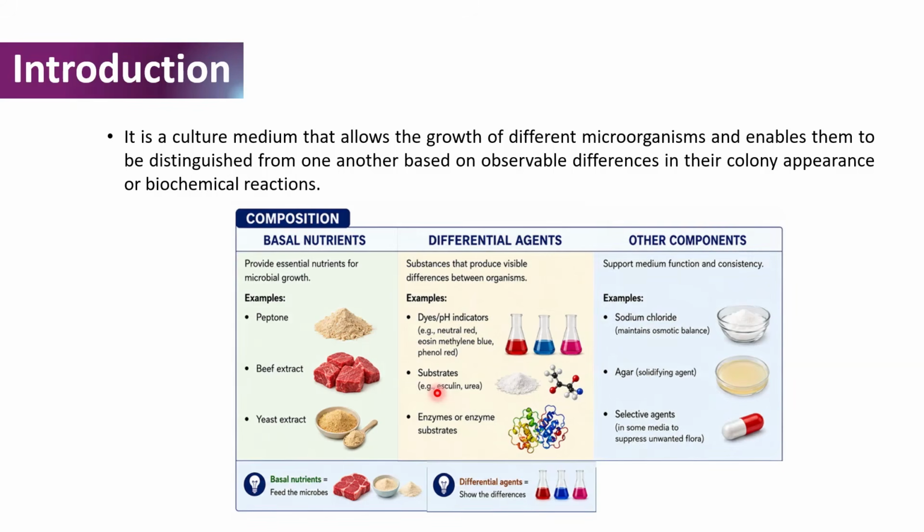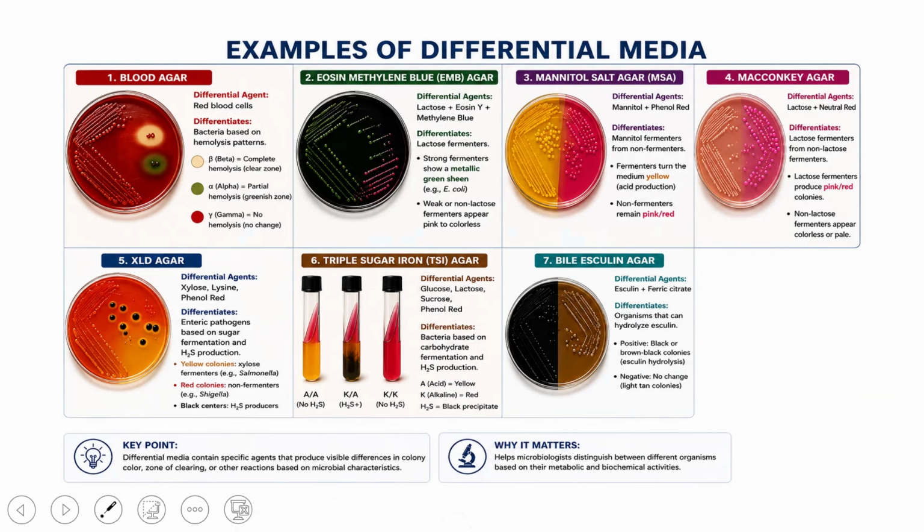And finally, we also have other components that support the medium function and the medium consistency. For example, we have sodium chloride, which maintains osmotic balance. We also have agar as a solidifying agent, and in some cases, selective agents that will select organisms and inhibit the growth of some other organisms. So let's look at some examples of differential media.